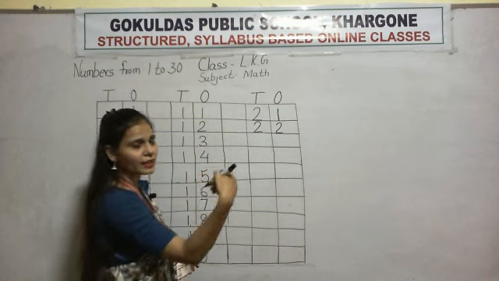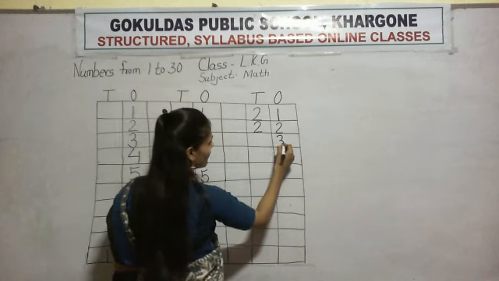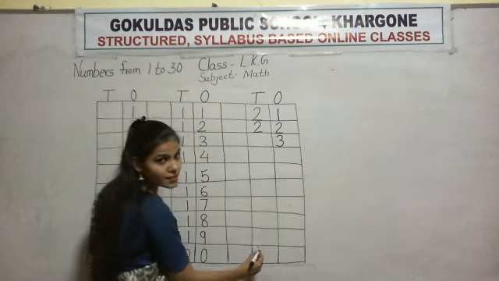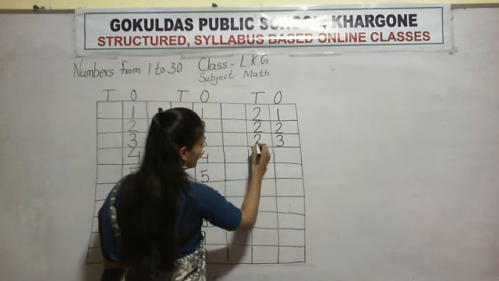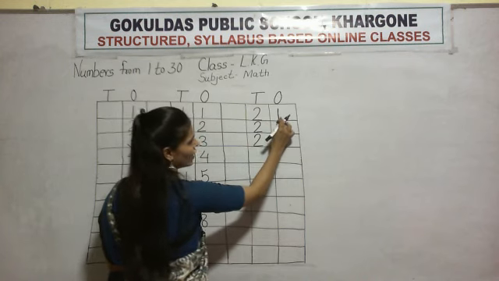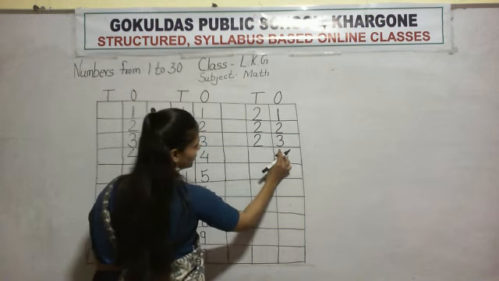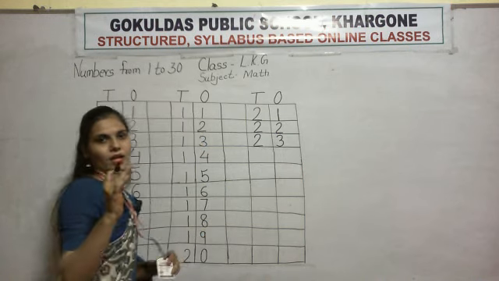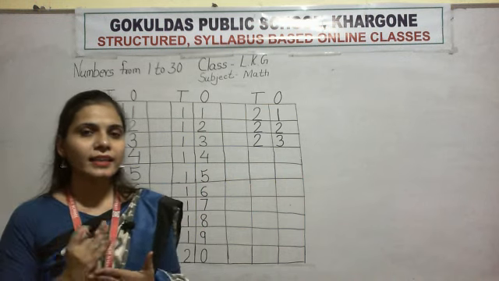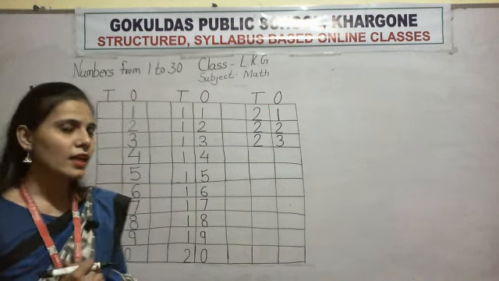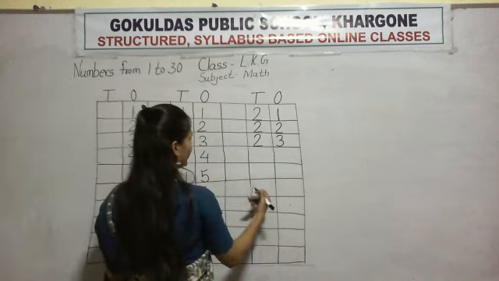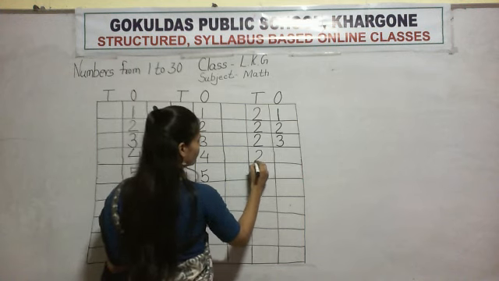Now after number 2, which number will come? Here we write 3 and series of 2. So here we write also 2. 2, 1, 21, 2, 2, 22, 2, 3, 23. Okay. Now after 23, which number will come? After 23, 24 will come.